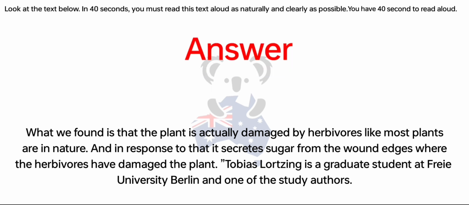What we found is that the plant is actually damaged by herbivores like most plants are in nature. And in response to that it secretes sugar from the wound edges where the herbivores have damaged the plant. Tobias Lortzing is a graduate student at Freie University Berlin and one of the study authors.